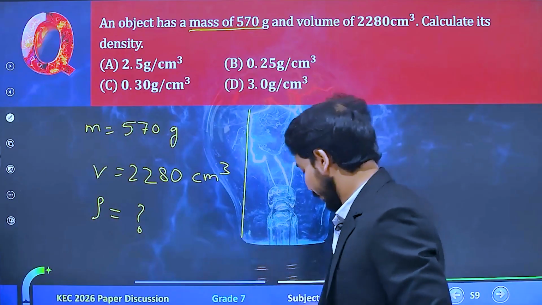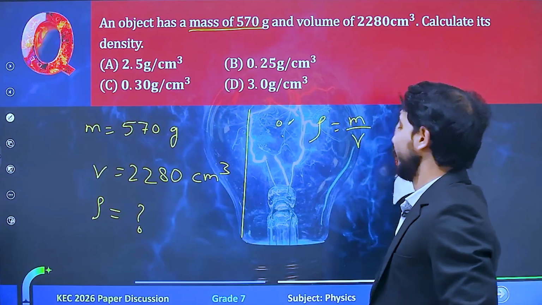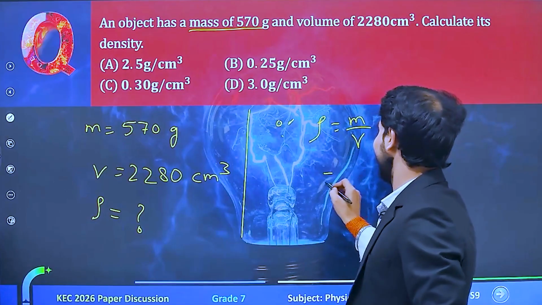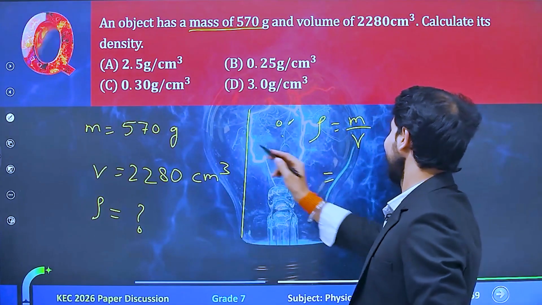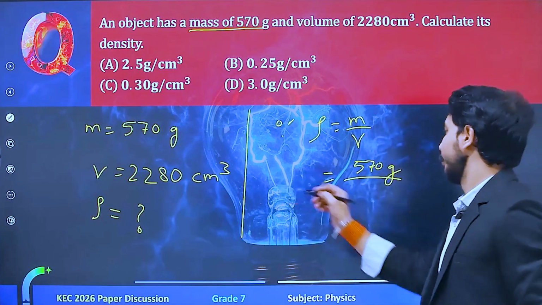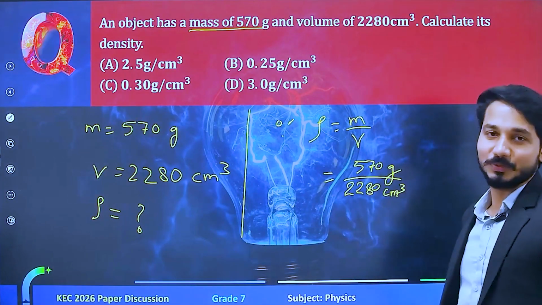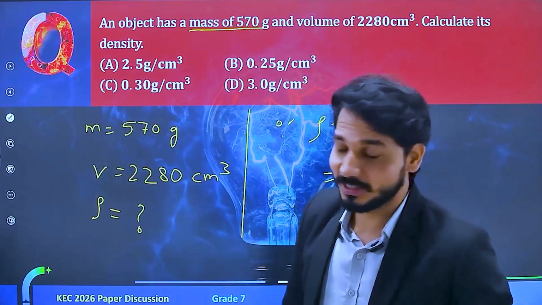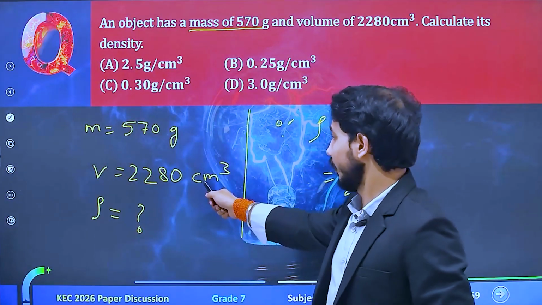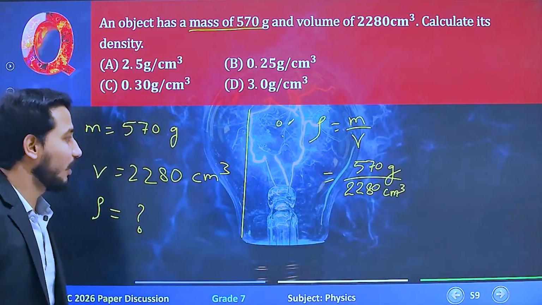Now, density is asked, we know the formula. Density is equal to mass by volume. We know the formula, right? Now here, for calculating density, substitute the value of mass. Mass is 570 gram and volume is given 2280 centimeter cube. And now, as I told you earlier, we have to check their units as well. We can see the mass is in gram and the volume is in centimeter cube. They both are in the CGS unit, so it is not mandatory to convert this unit.